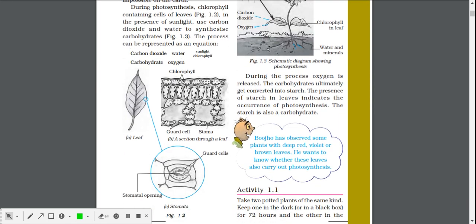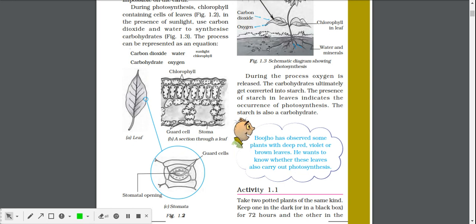During the process, oxygen is released. So in this process, oxygen is kind of a waste product for the plants, and plants release oxygen outside into the surroundings. The carbohydrates ultimately get converted into starch in this process. The presence of starch in leaves indicates the occurrence of photosynthesis.